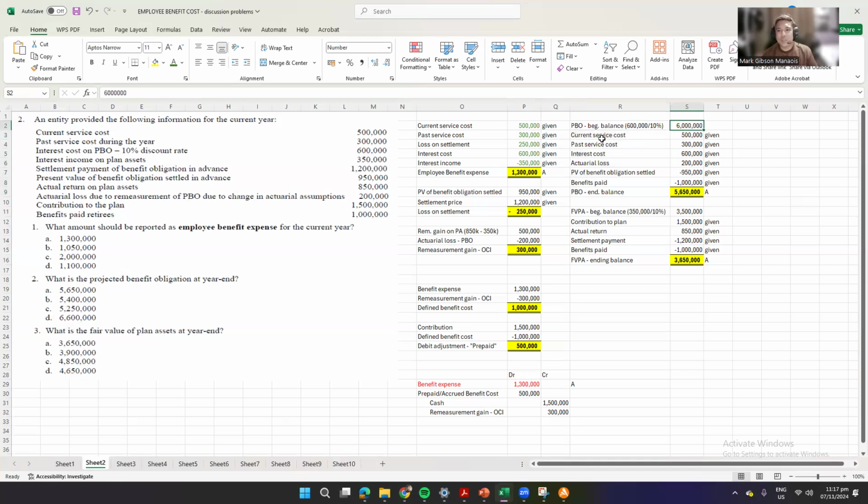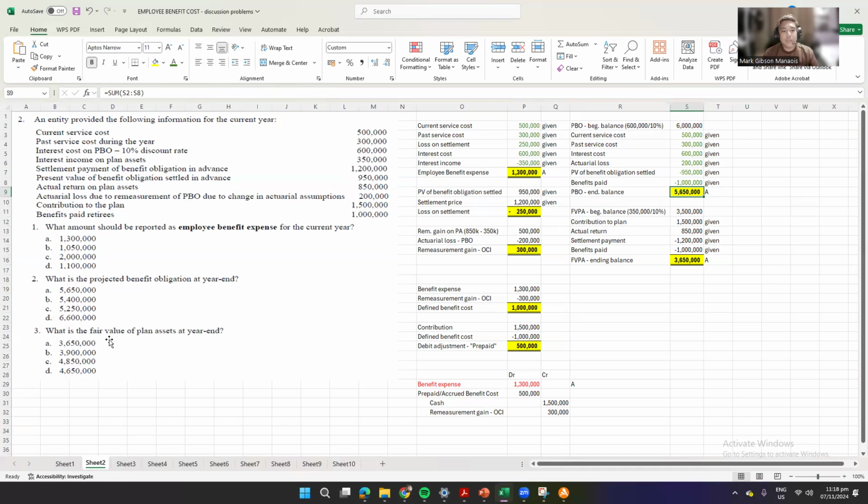And then the rest are given na eh. So we have current service costs also given. Past service cost, 300,000 provided in the problem. Interest cost, ito nga yung class, no? So dahil given na, hindi na natin kailangan pa mag-calculate. Actuarial loss also given, 200,000. Present value of the benefit obligation settled. So we have 950,000 deduction. Benefits paid given, benefits paid to retirees, 1 million pesos. No? So just get the sum. So that's letter A, 5,650,000 pesos.